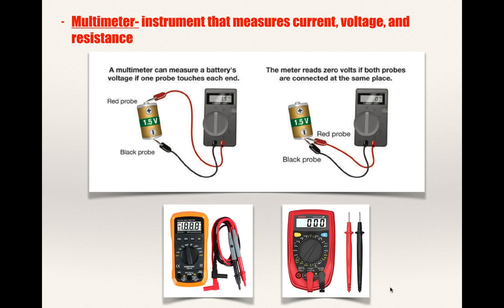You couldn't put both leads on one side because you have to have that difference. The current actually has to run through the whole entire circuit, or make a circuit, otherwise you're not going to get the right reading.